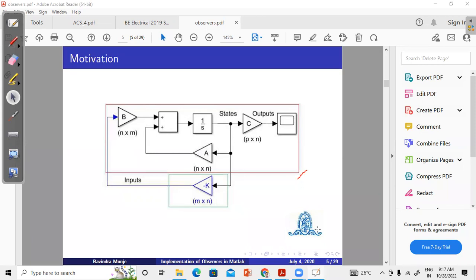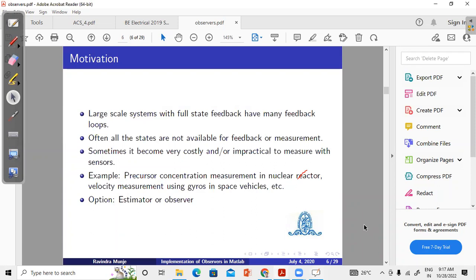Right? Now, the problem is that, as I said, large scale systems with full state feedback have many feedback loops. If we consider a 2 by 2 system, with current and omega, only 2 state variables are there, but there are physical systems where many variables are available, like hundreds of state variables. And in that case, it is not possible to measure each variable. Some variables we have to estimate by an estimator.